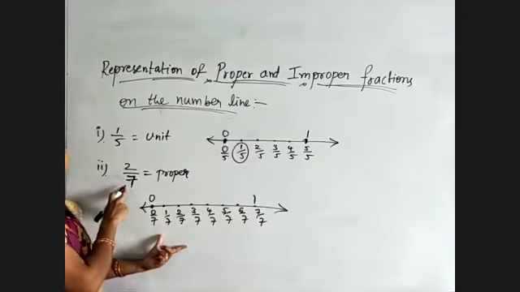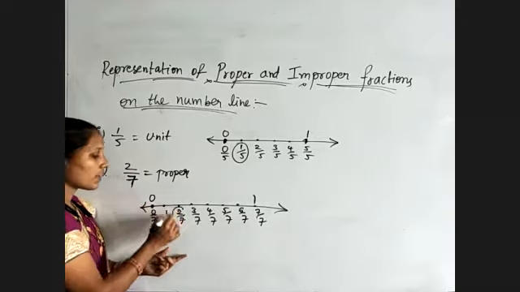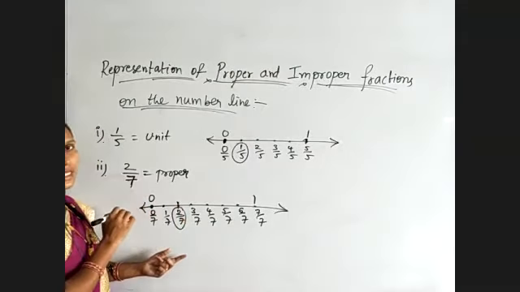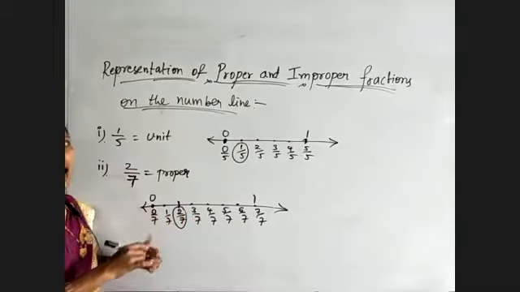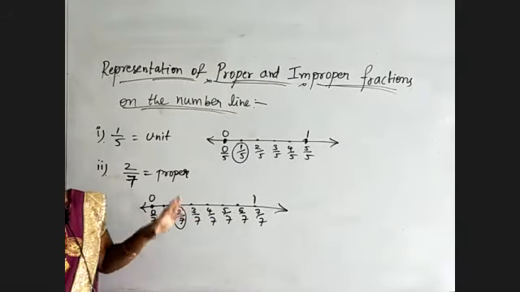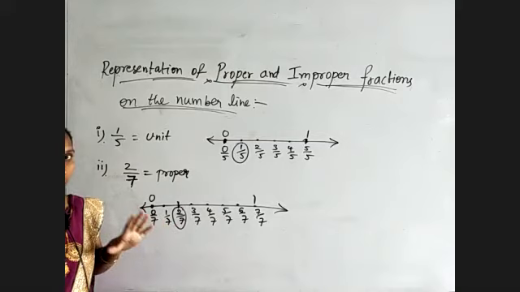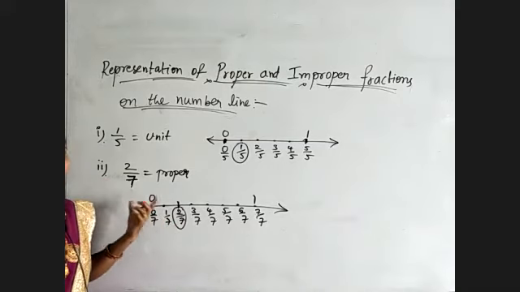Out of that, what we need to select? 2 out of 7. This represents 2 by 7. Proper fraction. That's why it is lying between 0 and 1. All the proper fractions lie between 0 and 1. Okay, remember this. And this is a very, very simple way.